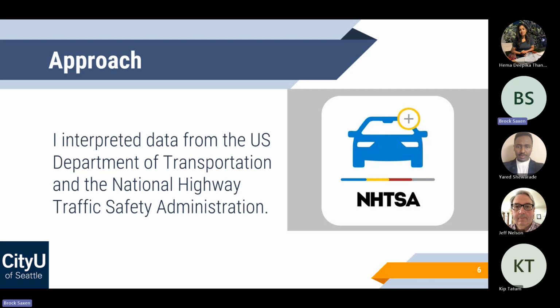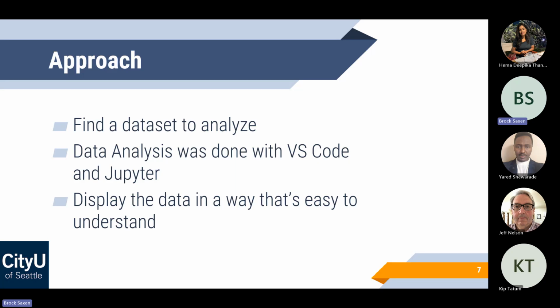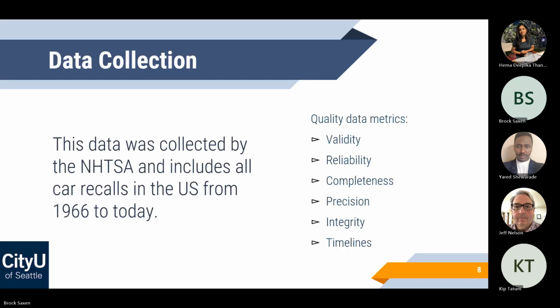I interpreted data from the US DOT and NHTSA, and I found the data set that included the information that I was looking for and interpreted that data set using Visual Studio Code and a Jupyter notebook. Then I displayed that information in the form of graphs on a dashboard that was created with Dash. The data was collected by the NHTSA and includes all car recalls in the US from 1966 to today.